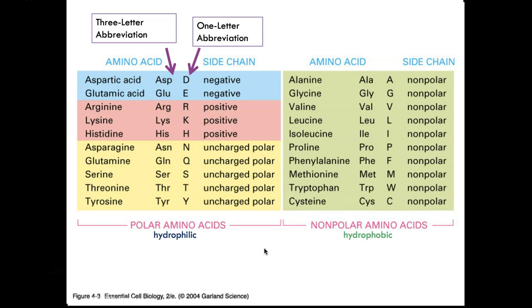So here's a list of some amino acids. You can see the 3-letter abbreviation and a 1-letter abbreviation with all 20 amino acids, and they're categorized by negative, positive, polar, or non-polar.